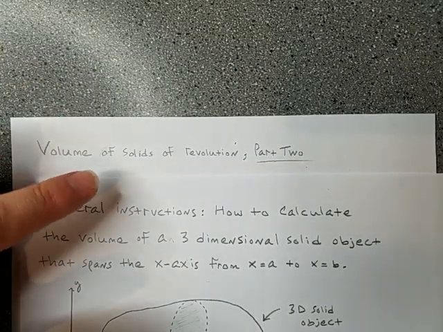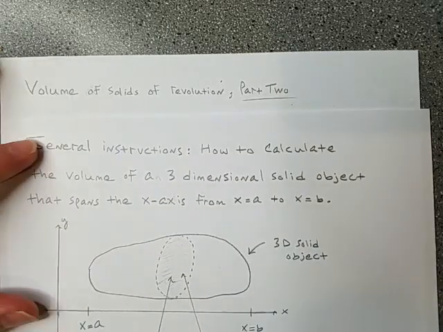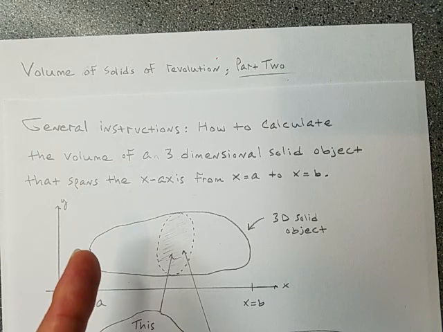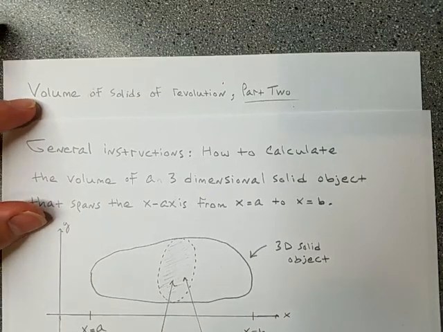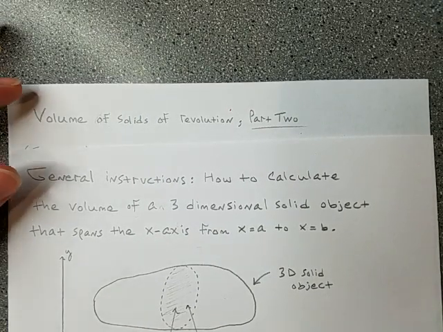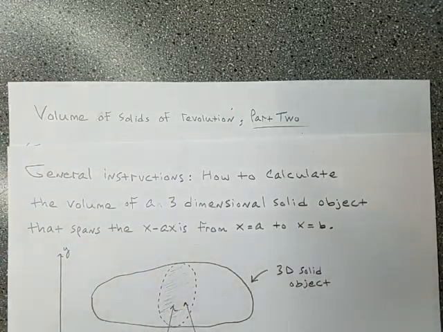I explained what a solid of revolution was, and then I explained the general instructions for how to calculate the volume of a 3D object that spans the x-axis. Okay, so that was the scenario in the other video, and I'm just going to continue that here. But I think everybody in class probably has enough common sense to start with part one instead of part two. Just fair warning, I'm not going to review all the stuff I talked about in the first video.